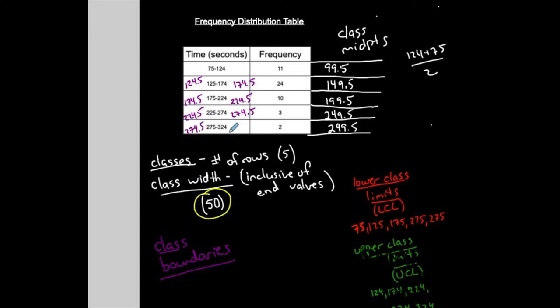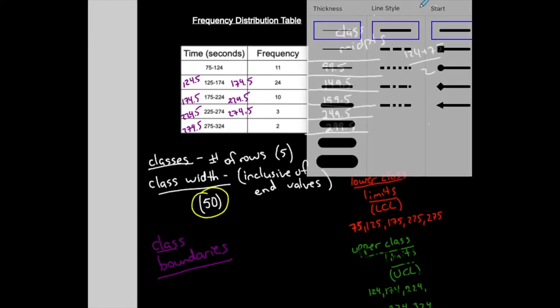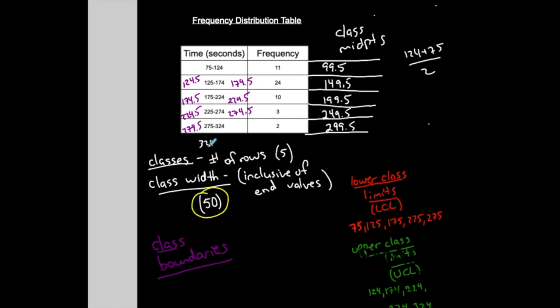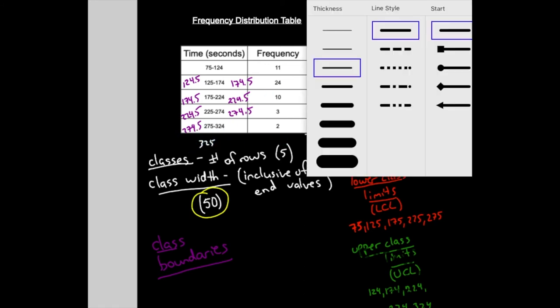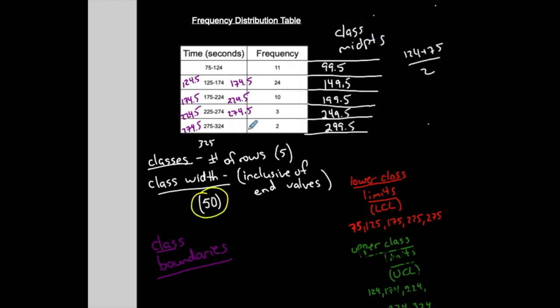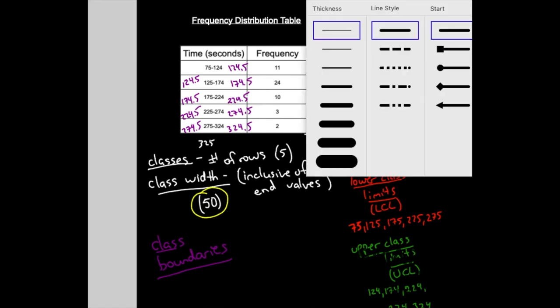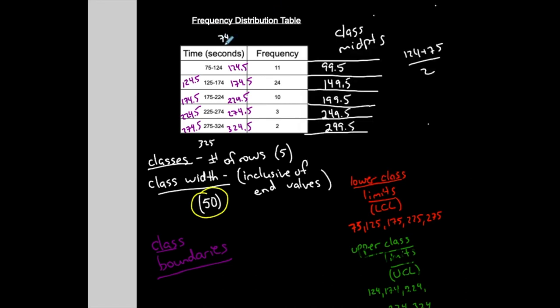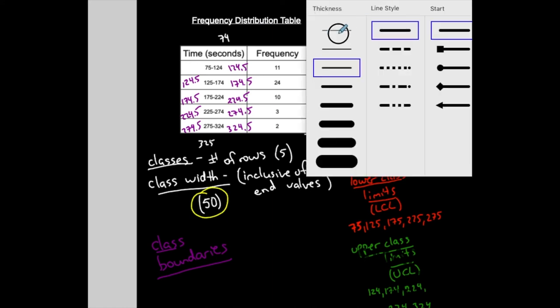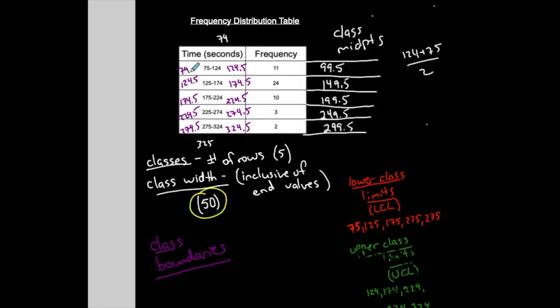How do I determine the upper class boundary for the last class if there is no class underneath it? Well, you can imagine what the next lower class limit would be. You would imagine that 325 would be the lower class limit of the sixth class if it were to exist. So the upper class boundary, careful with my terminology, is 324.5. 124.5 is the upper class boundary for the first class. And what's the lower class boundary for the first class? Well, you would imagine that the upper class limit for a class above it, if it existed, would be 74. So the lower class boundary for this first class would be 74.5.